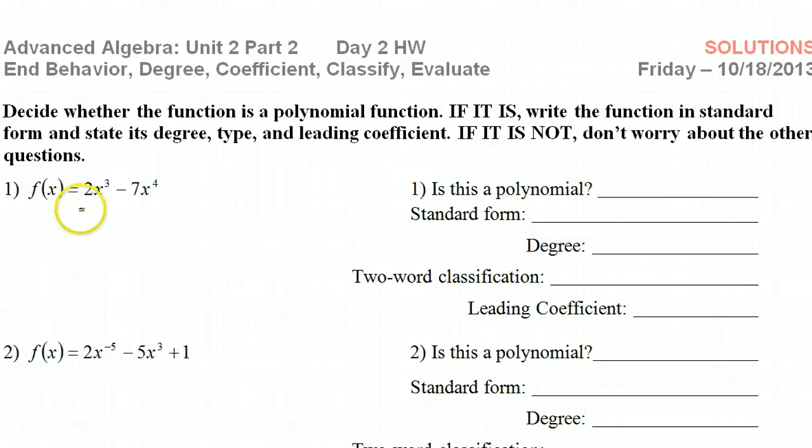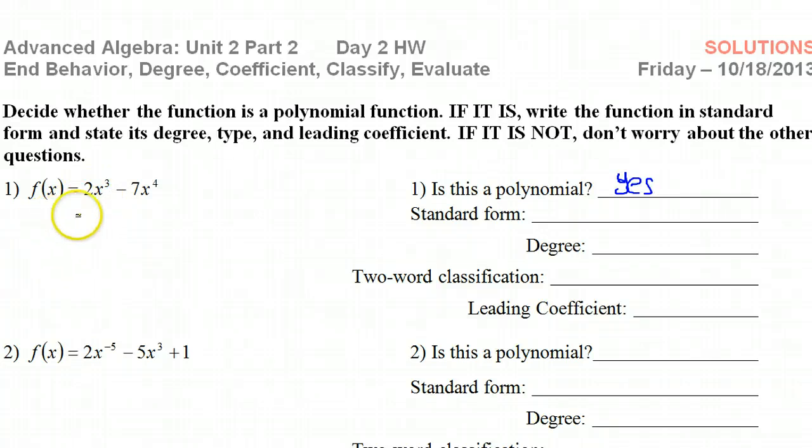Problem number 1. We're supposed to decide whether or not this function is a polynomial. If it is, we'll answer these questions. If it's not, we'll just move on. Is this a polynomial? Well, yes, it is a polynomial. It just doesn't break any of the rules.